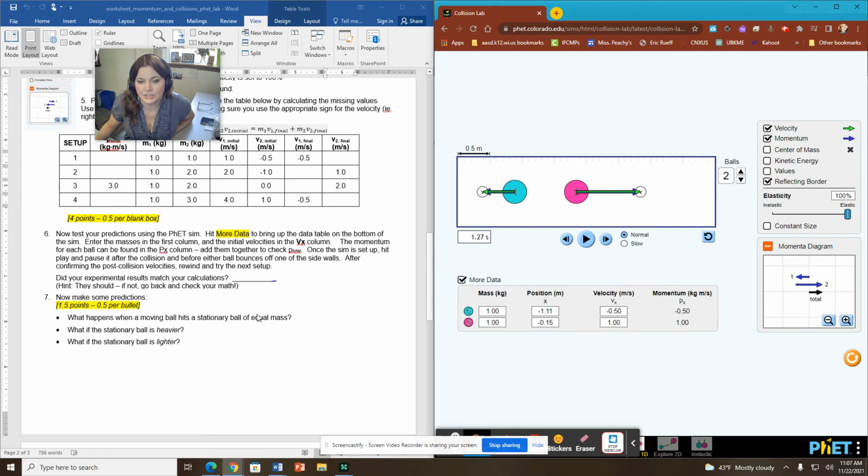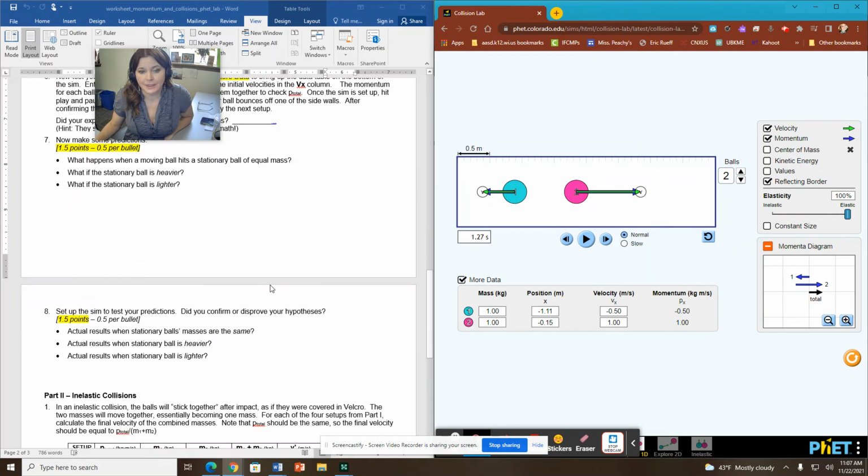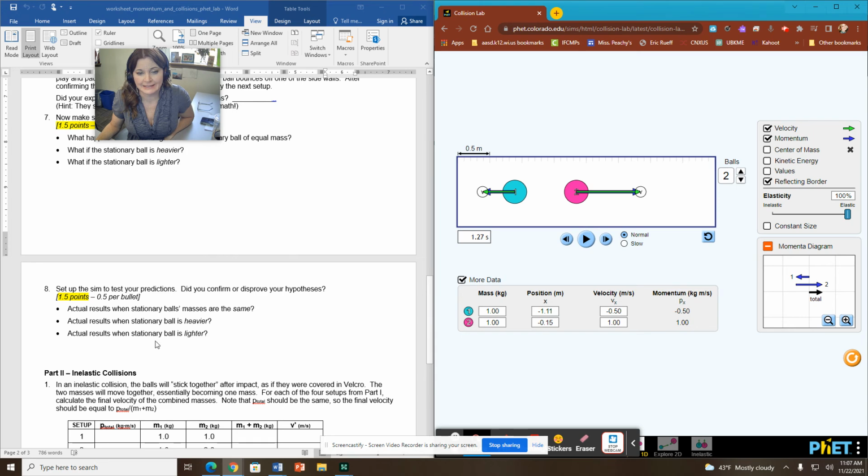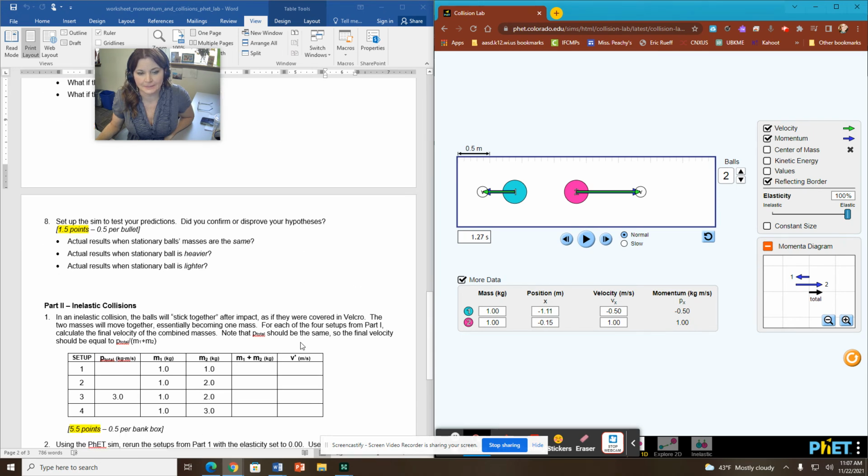Okay, so then you're going to go to step 7. It said make some predictions. What happens when a moving ball hits a stationary ball of equal mass? What if the stationary ball is heavier? What if the stationary ball is lighter? And then you're going to test those predictions. So stationary means non-moving. So you're going to just use the simulation to kind of play with these different scenarios, make predictions, and then test your predictions using the sim.